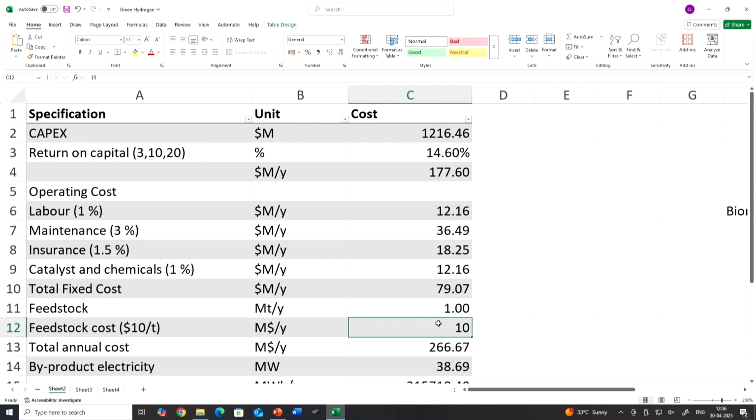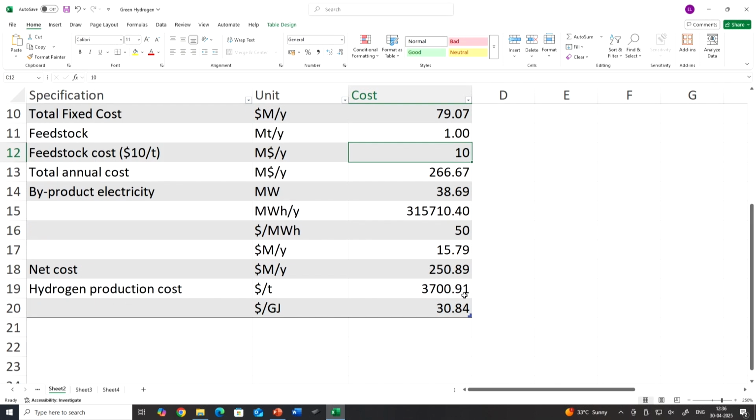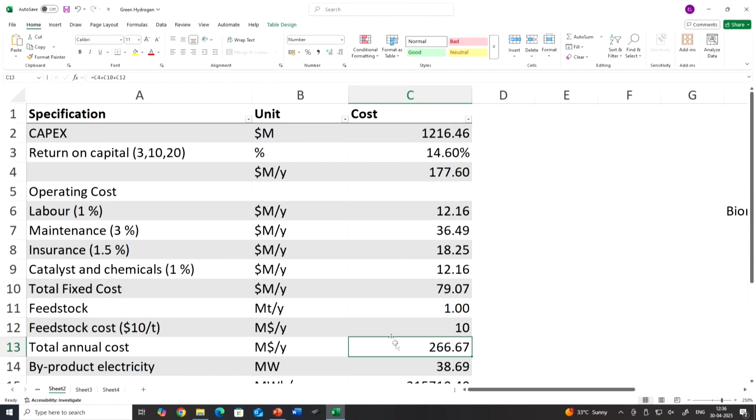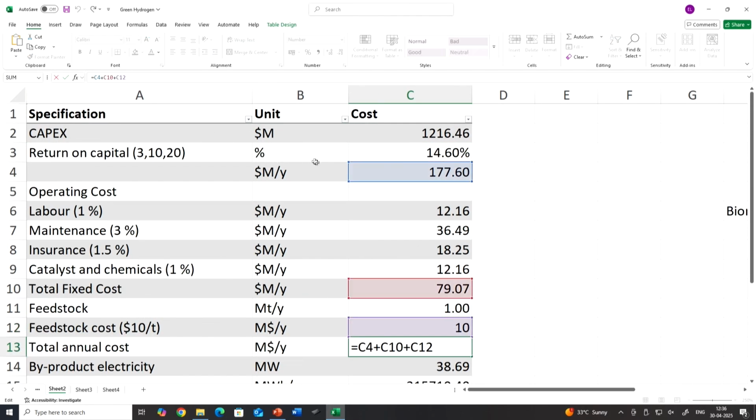So in this case, the biomass feedstock comes out around 10 million dollars. So the feedstock as such is not very much. And then if I talk about the total annual cost, this is basically an addition of the capital expenditure, the fixed cost, and the feedstock cost.